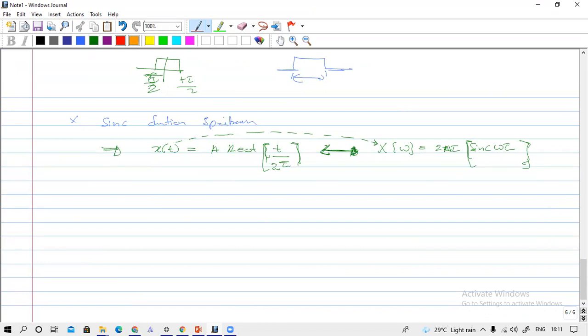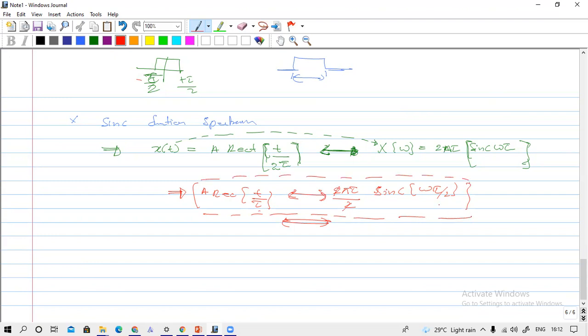You can see that if the rectangular pulse is rect t by tau, that means minus tau by 2 to plus tau by 2, then you will have 2A, here it was 2 tau, now it is tau, so it should be tau by 2 sinc omega tau by 2. So we will have this identity also. If the rectangular pulse is rect t by tau, the 2 and 2 cancel out, giving A tau sinc omega tau by 2. It is better if you remember this.